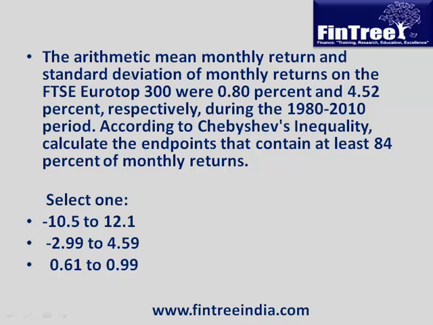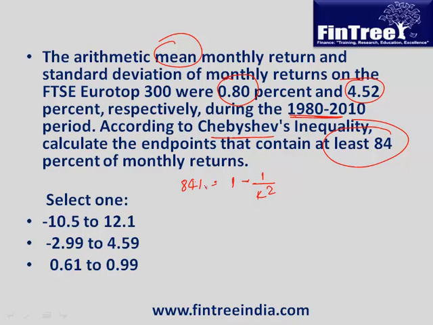The arithmetic mean monthly return and the standard deviation of monthly returns on the FTSE Eurotop 300 were 0.80 and 4.52 respectively, during the 1980 to 2010 period. According to Chebyshev's inequality, calculate the endpoints that contain at least 84% of the monthly returns. Okay, we know that the formula for Chebyshev's inequality is 1 minus 1 divided by k square. We have to find that k which gives us a probability of 84%.